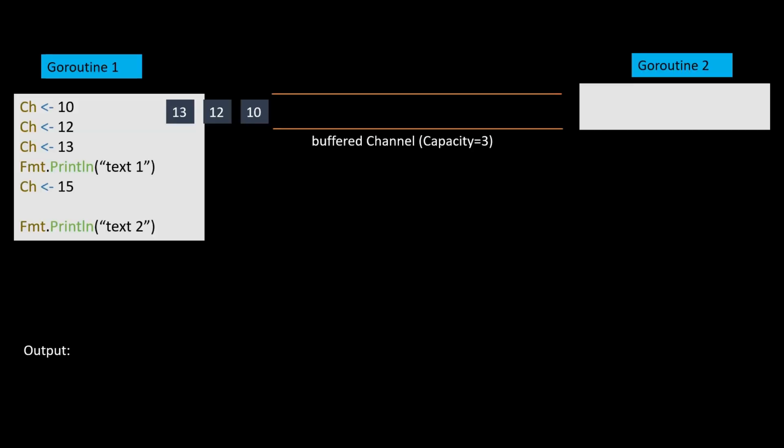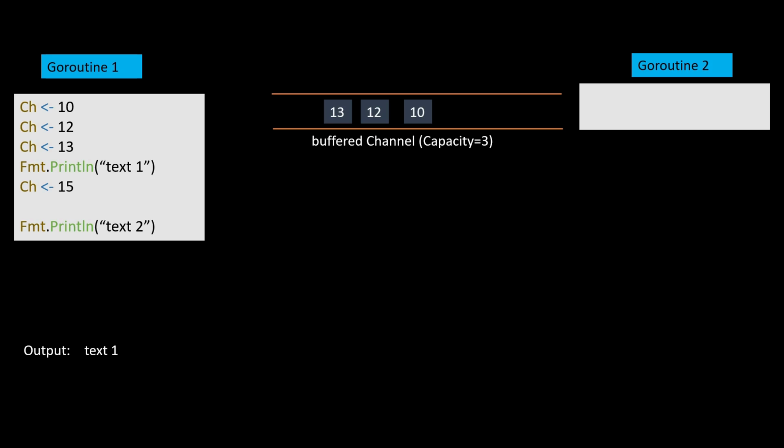Now, let's say goroutine 1 is sending some data on a buffered channel of capacity 3. As you can see, all the three values, that is 10, 12 and 13, will be stored in the channel and no blocking will take place. Hence, we are getting our first print statement, that is text 1.